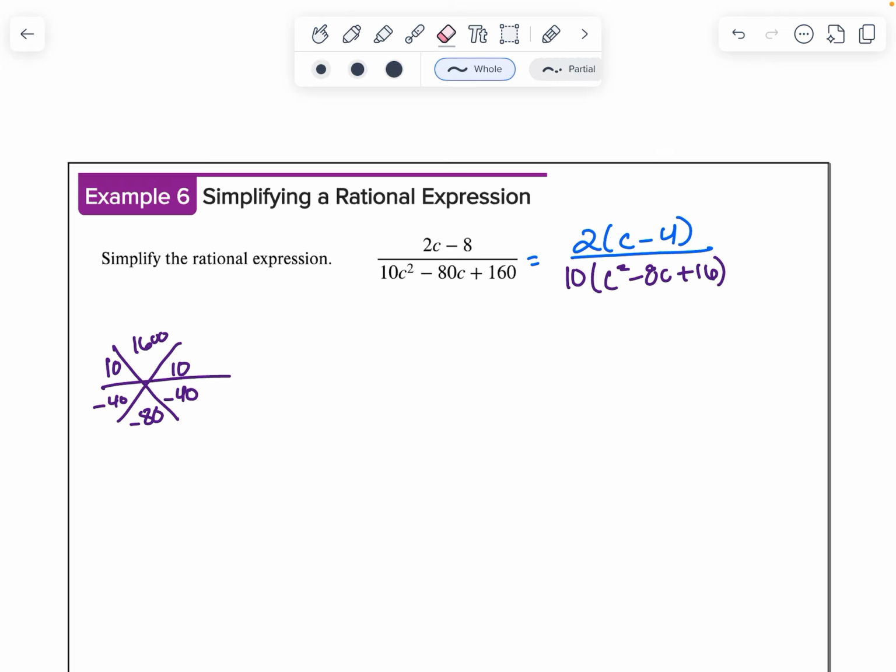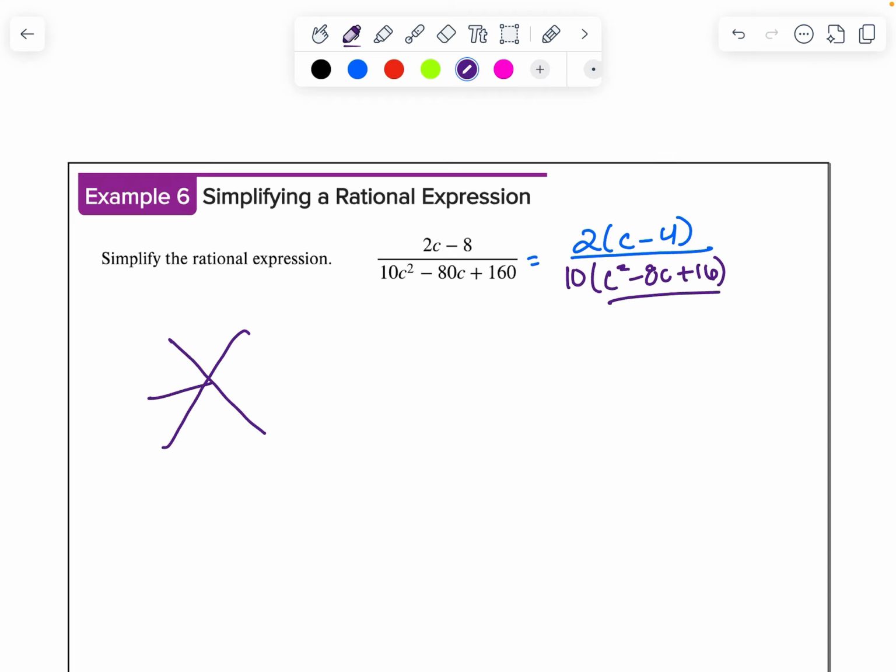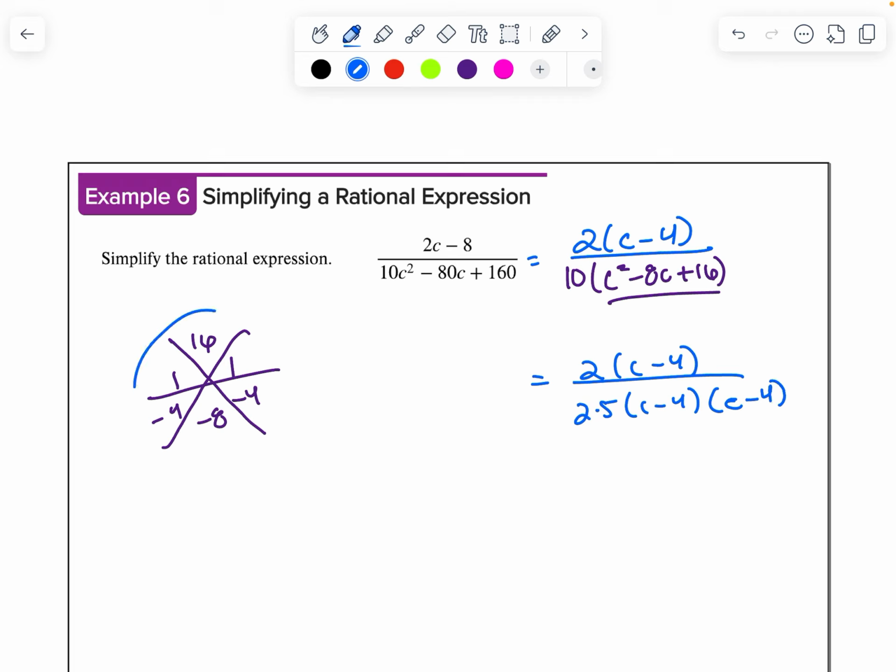And now my star method is going to look a little different. So here, this star method, I'll have a 1, a 16, and a negative 8. So now negative 4 and negative 4 multiply to 16. Negative 4 and negative 4 also add to negative 8. So this would be, I'm going to leave the top alone for a minute, 2 times C minus 4. The 10 I'm going to break down into 2 and 5. And I would have C minus 4 and C minus 4. That's where I got that from, the star method.